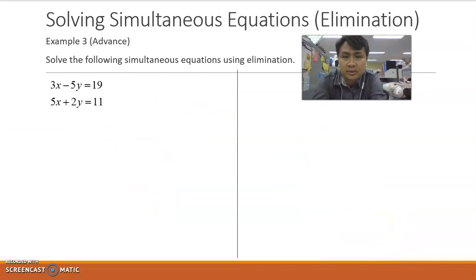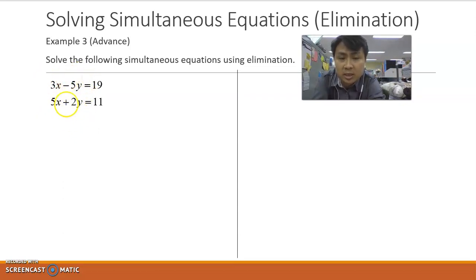Earlier on, we have looked at some basic examples of elimination method. Right now we'll be looking at situations where the coefficient for both x and y are not the same. So under such a situation, what should we do? So if we look at this question now, look at the coefficient of x. Are they the same? They are not the same. And look at the coefficient of y. Are they the same as well? They are not the same as well.